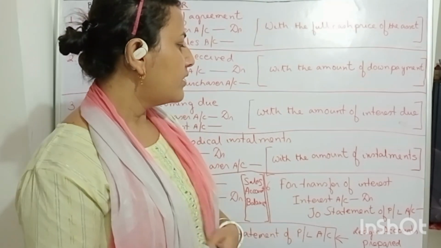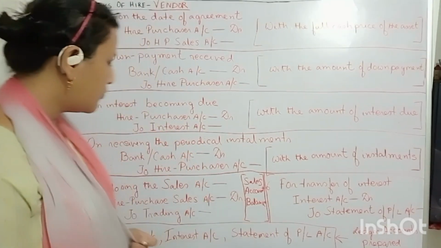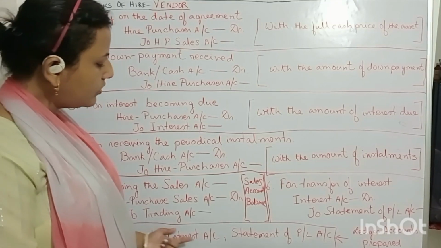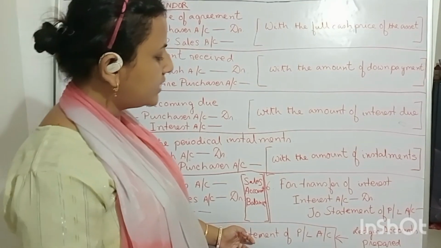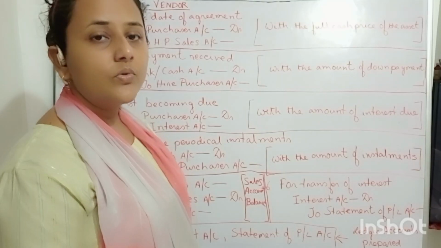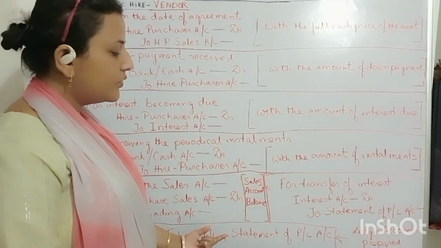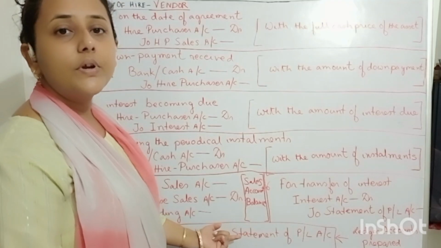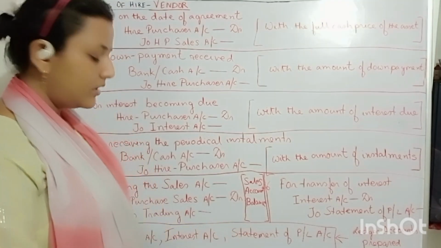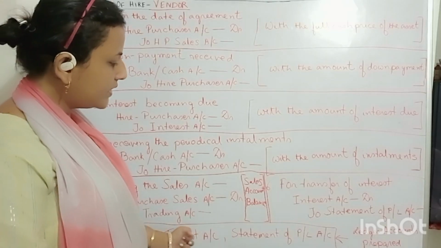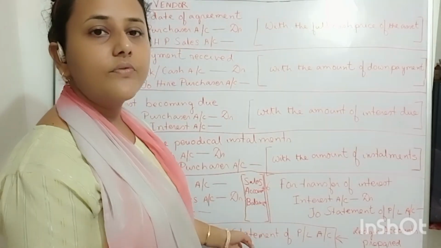Now let's see what ledger accounts are prepared. The ledger accounts are hire purchaser account, interest account, and statement of profit and loss account. These are the three ledger accounts prepared in the books of hire vendor.